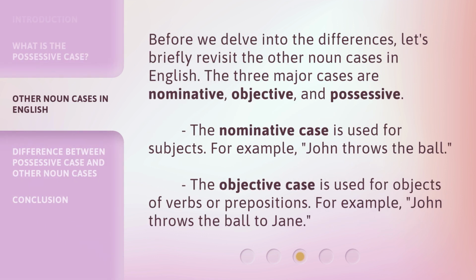Before we delve into the differences, let's briefly revisit the other noun cases in English. The three major cases are nominative, objective, and possessive. The nominative case is used for subjects. For example, John throws the ball. The objective case is used for objects of verbs or prepositions. For example, John throws the ball to Jane.